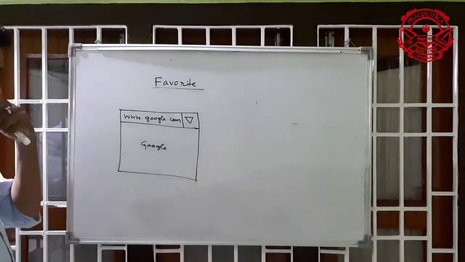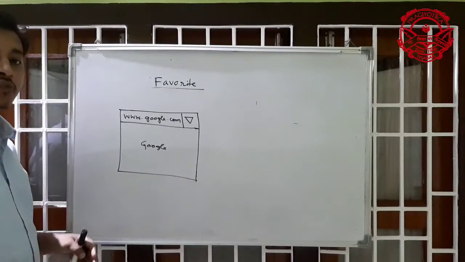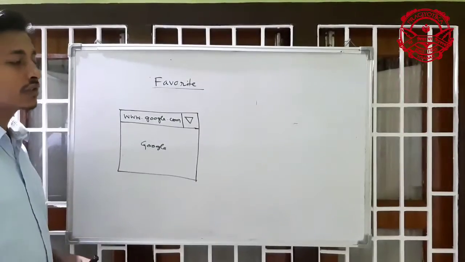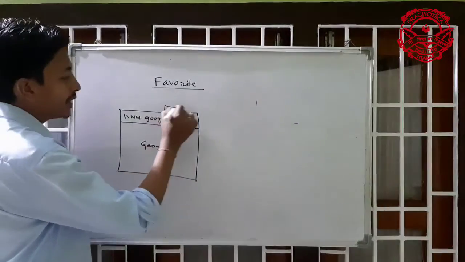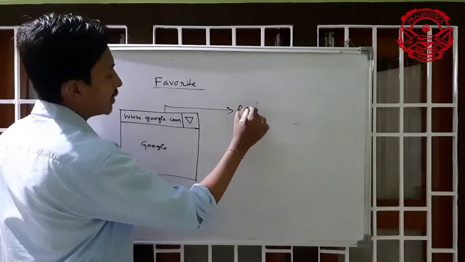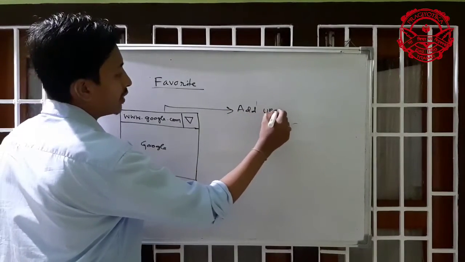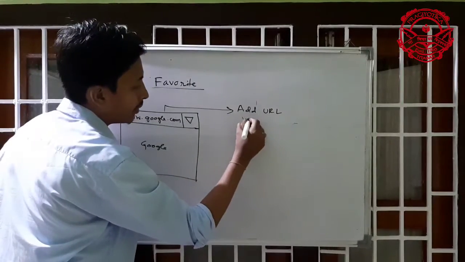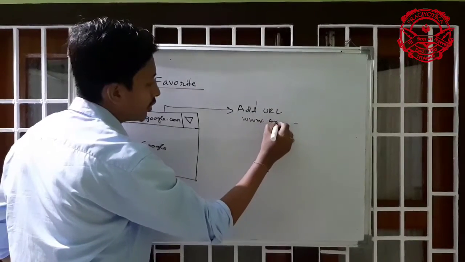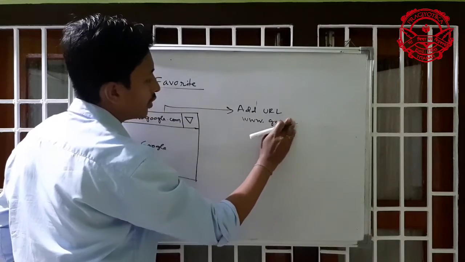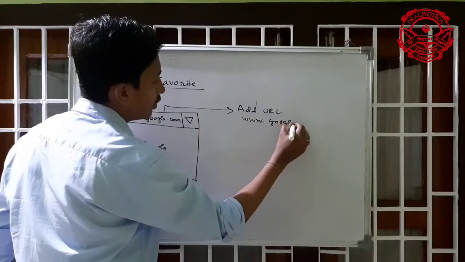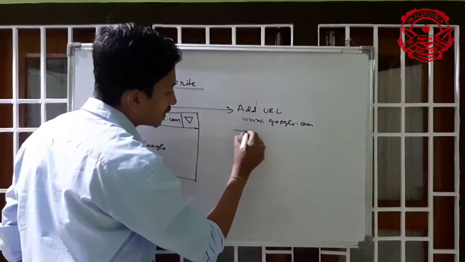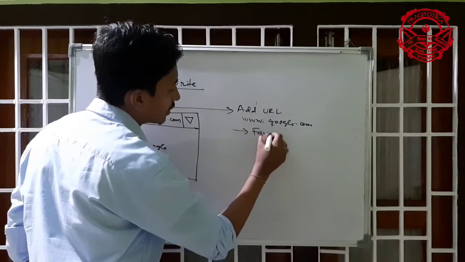Okay, now see, this Google you visit frequently, or this URL is visited frequently. So what happens? You can add this URL. URL is what? Uniform Resource Locator. You can add this URL, www.google.com, in where? In the favorite list.